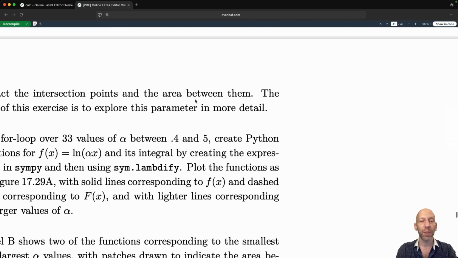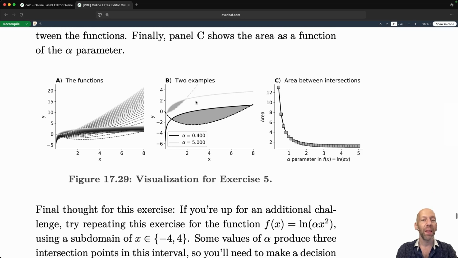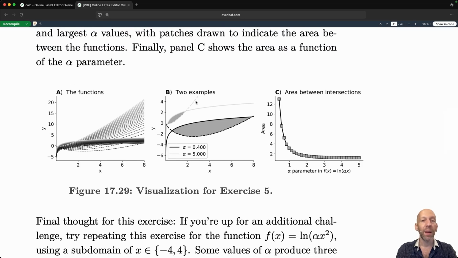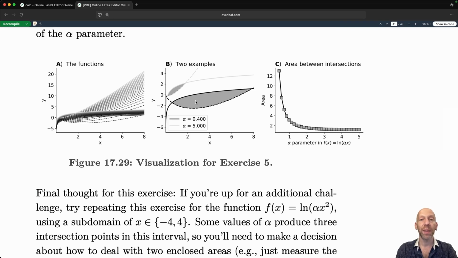So what we are going to do here is systematically vary that parameter alpha and explore the impact of that scalar value, that parameter, on the area between the function and its definite integral. So you can see two examples here. You should recognize the general form of the shapes of the functions and the area between them, this really elegant looking almond shaped area from the previous exercise.